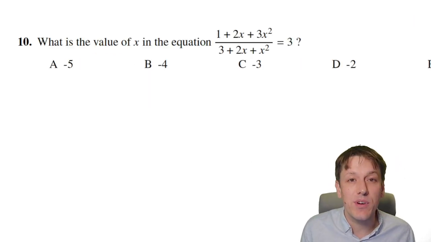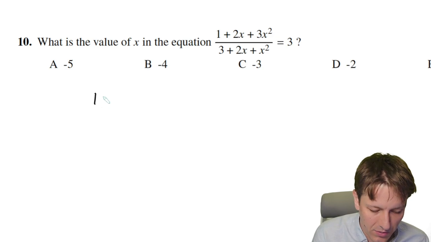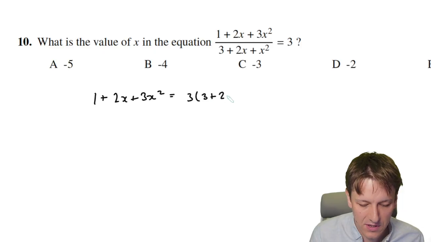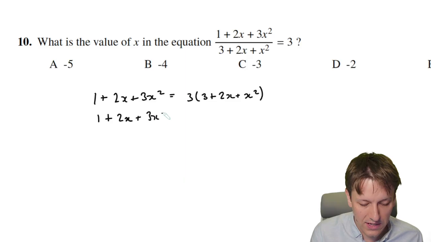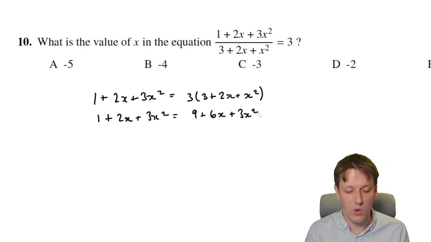A little bit of algebra in this question. So we multiply both sides by the denominator here, and we get 1 plus 2x plus 3x squared is equal to 3 times 3 plus 2x plus x squared. Then multiplying out the right hand side, we get 9 plus 6x plus 3x squared. And so actually this isn't as bad as it looks at all.